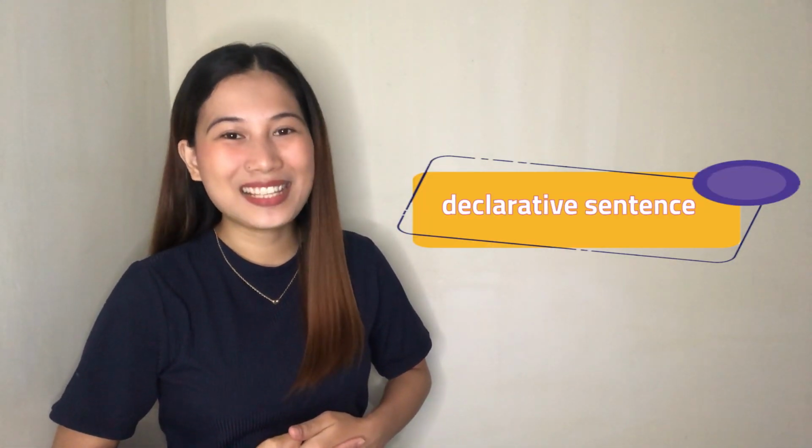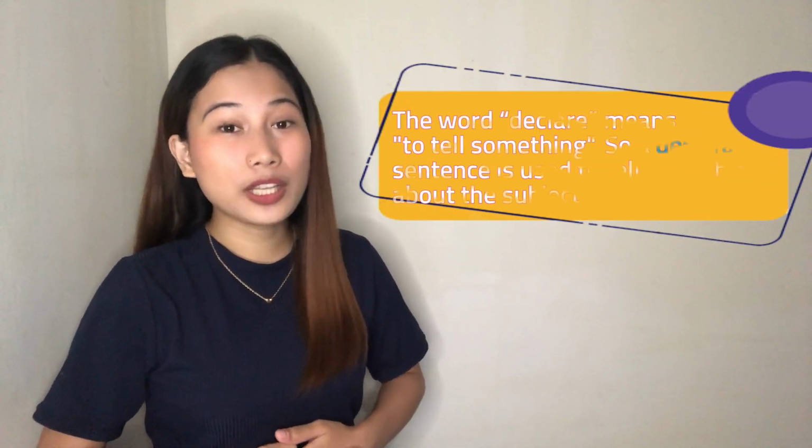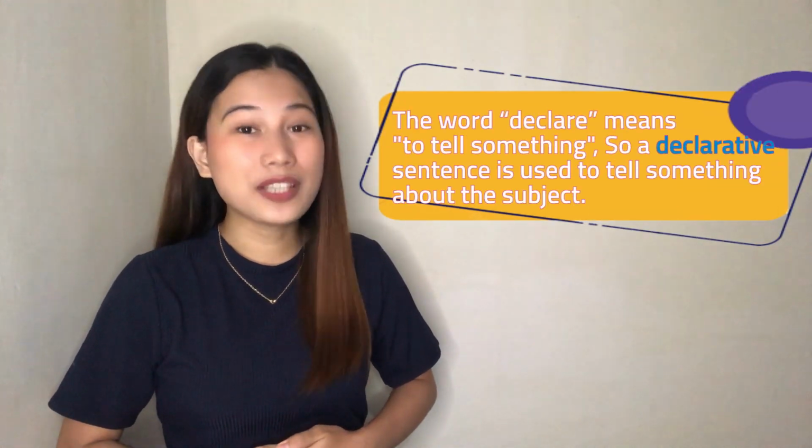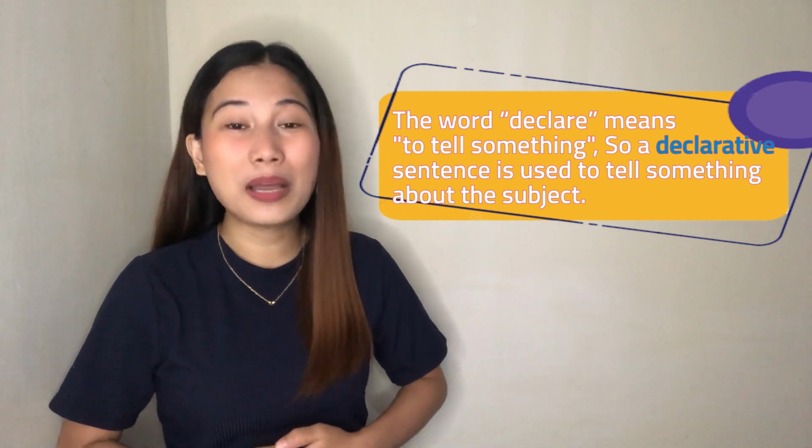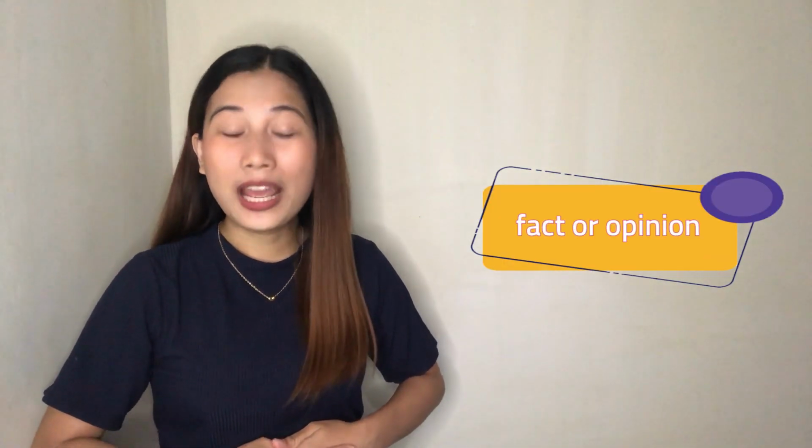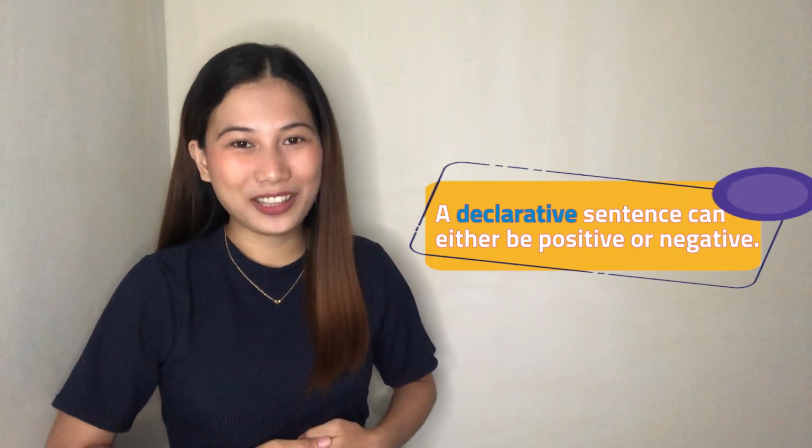The first type of sentence we have is the declarative sentence. The word declare means to tell something. So a declarative sentence is used to tell something about the subject. These sentences may be a fact or an opinion and normally end with a full stop using a period. The formula of the declarative sentence is subject plus verb. A declarative sentence can be positive or negative.